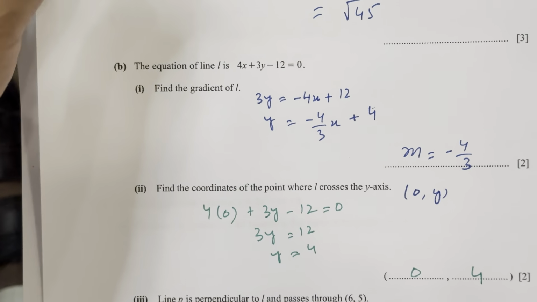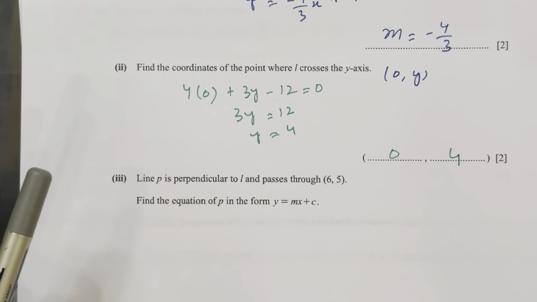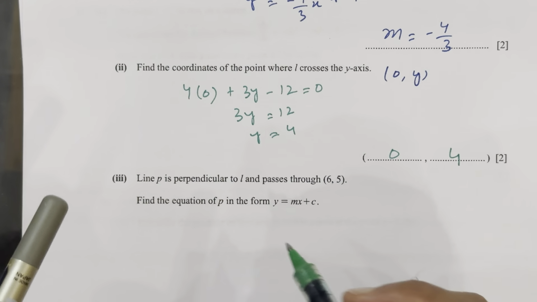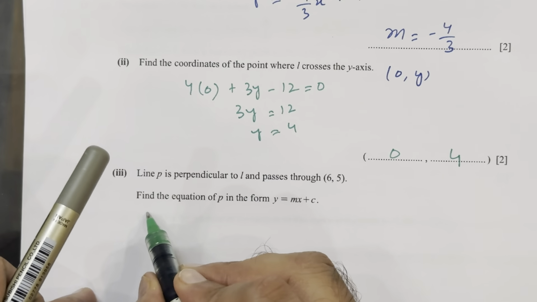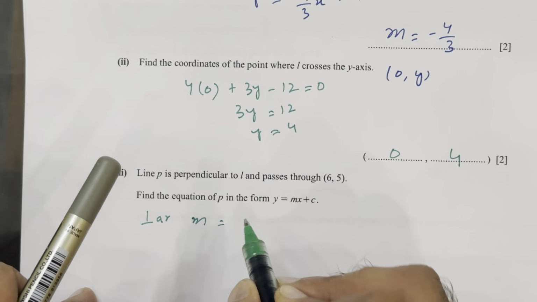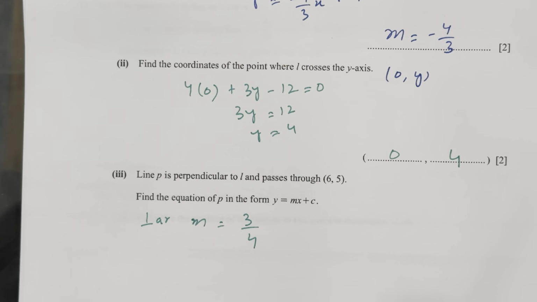Next part, the line P is perpendicular to L and passes through 6 and 5. Find the equation of P in the form y is equal to mx plus c. We have the gradient, and the perpendicular gradient would be the reciprocal multiplied by minus. Taking the reciprocal of minus 4 by 3 is 3 by 4, and multiplying it by minus, we get the value.